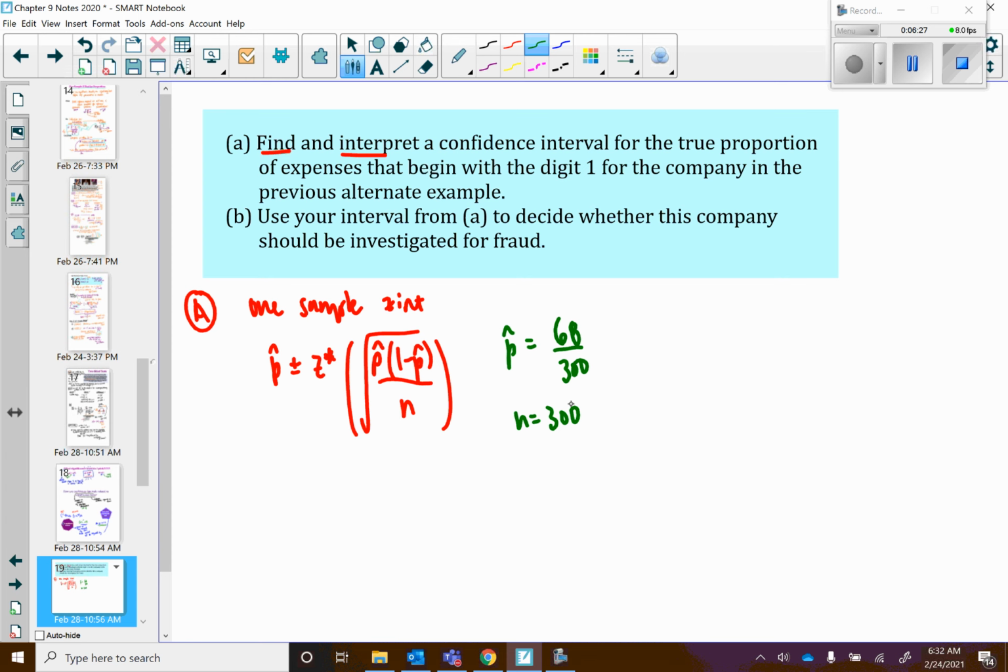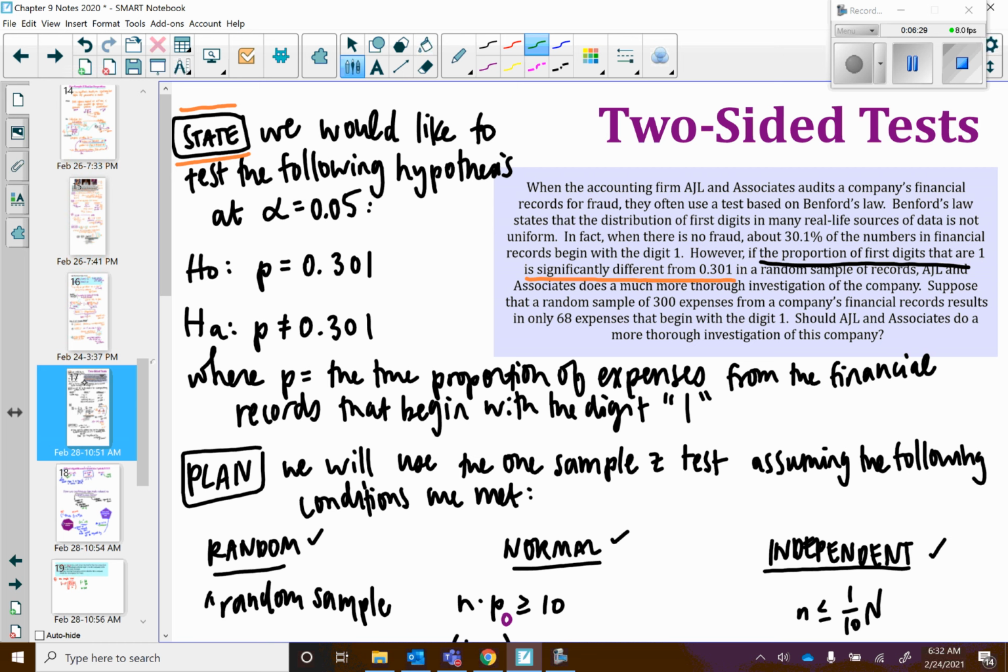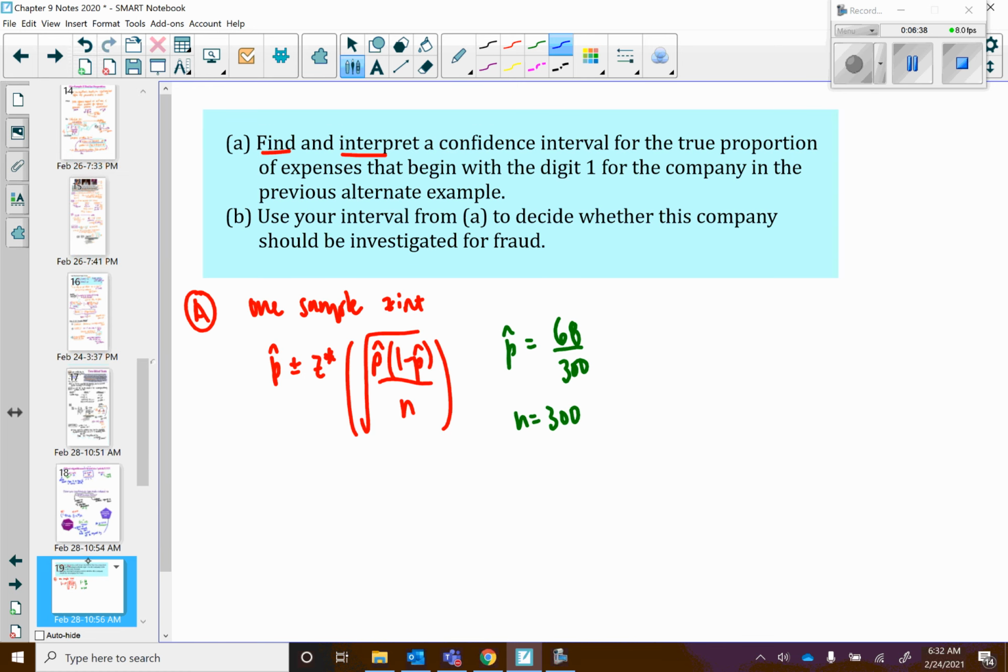And in the last example, we ran a significance test with an alpha equals 0.05 significance level. They don't tell us what confidence level to choose here, but because we said our significance level is 0.05, that means I am going to choose a 95% confidence interval. So I need to find my critical value, Z star, and I'm going to use my calculator.